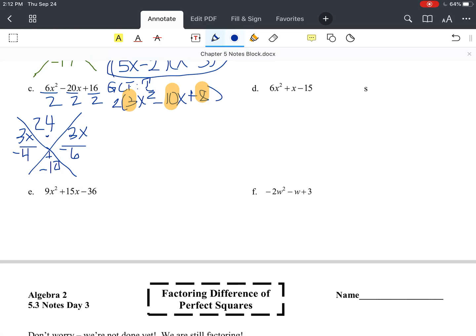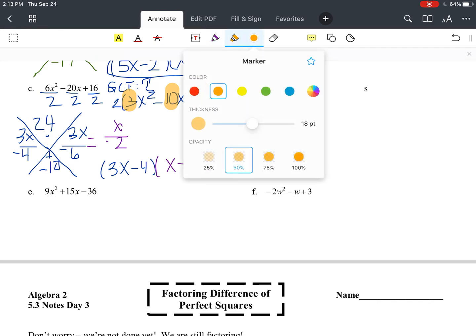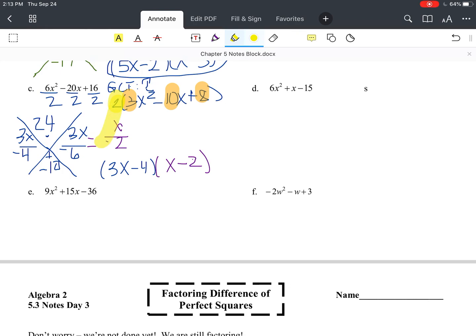3x over negative 4 doesn't simplify, so that will just be your one factor, 3x minus 4. Your other fraction, 3x over negative 6, will simplify to x over negative 2, dividing both by 3. So you'll have x minus 2 as your second factor. Don't forget again about that 2 out in front. That 2 out in front comes down, and we have to write that in the front again for our final answer. Because if I was to distribute and multiply this all out, that's the only way I can get back to my original 6x squared minus 20x plus 16.